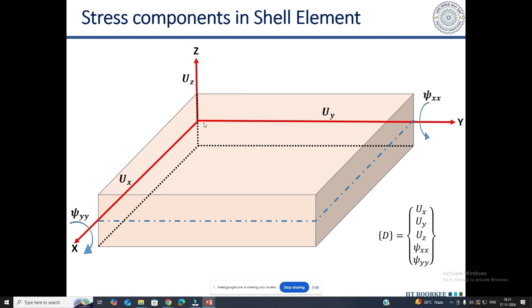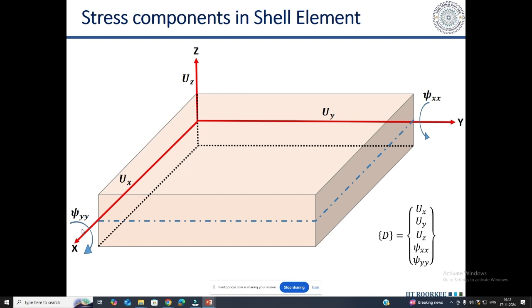So now in case of shell element, you have total 5 compulsory degrees of freedom at each node, and another optional degree of freedom, which is rotation about this z-axis. This will give you a rigid body rotation. That's why we generally ignore that one. So if you ignore the rotation about z-axis, then you'll have these 5 degrees of freedom. So what are those 5 degrees of freedom? You have translation in x direction, which is ux, then translation in y direction, which is uy, then translation in z direction, which is uz.